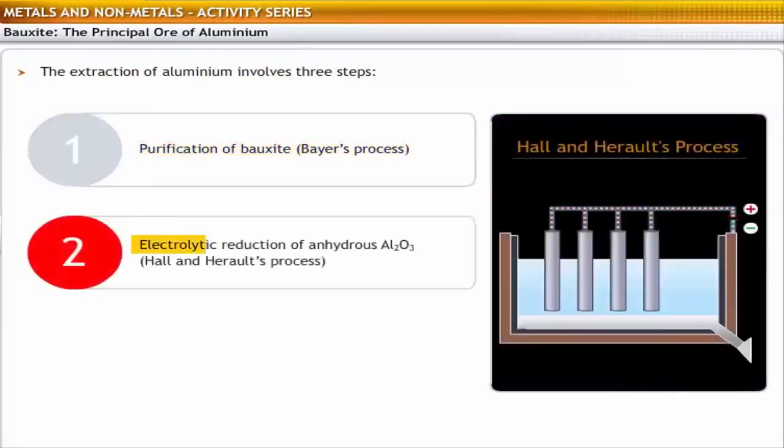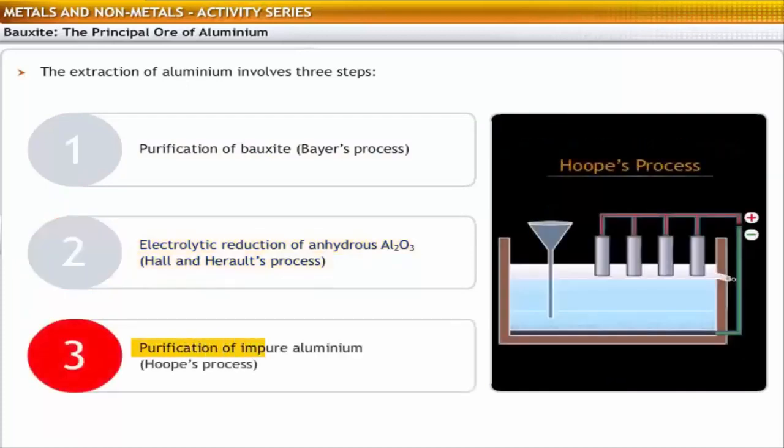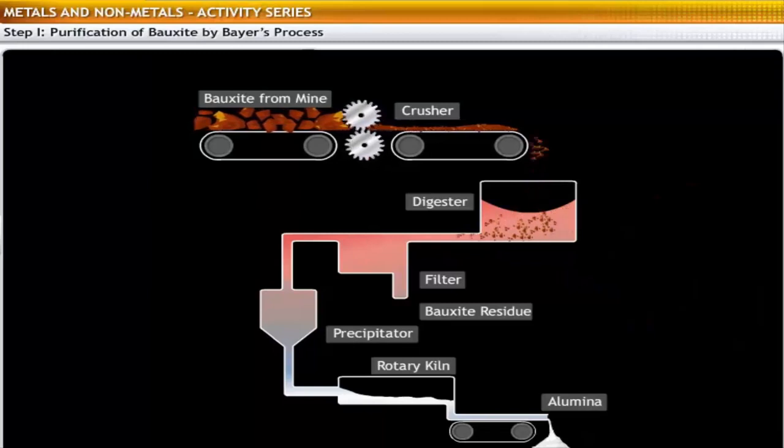Next, the electrolytic reduction of anhydrous Al2O3 by Hall and Heroult's process. The last step is the purification of impure aluminium by Hoope's process. The first step in the extraction of aluminium is the purification of bauxite through a process called Baeyer's process.